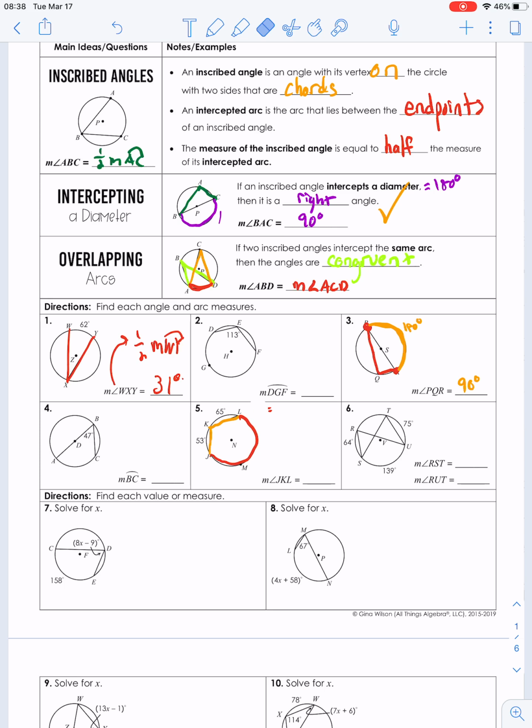That's a little too confusing. I'll just write it out. So we have the measure of LMJ is equal to 360 minus 65 minus 53, because we know that all the arcs around the circle equal 360 degrees. And that means it equals 242 degrees. So this arc measures 242 degrees, which means JKL must be half of that. And half of 242 is 121 degrees. There we go. All right.